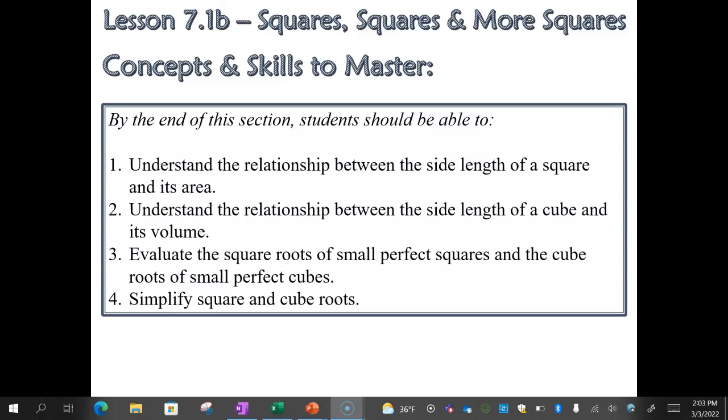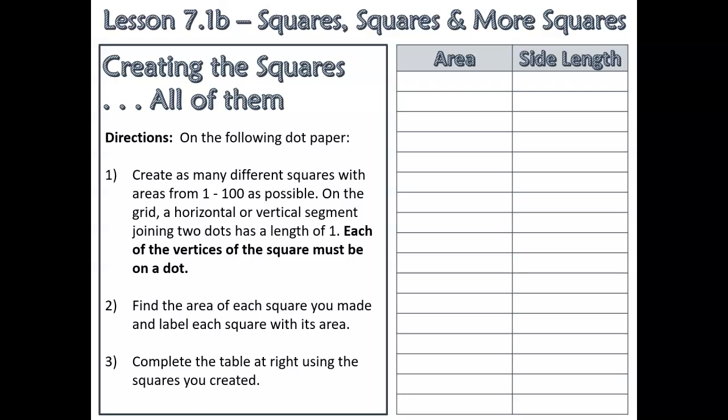Okay, this is lesson 7.1b. We're going to talk about squares and more squares. The first thing we're going to do is use the grid paper that's in your notes, and I'm going to have you create as many different squares with areas from 1 to 100 as possible on the grid.